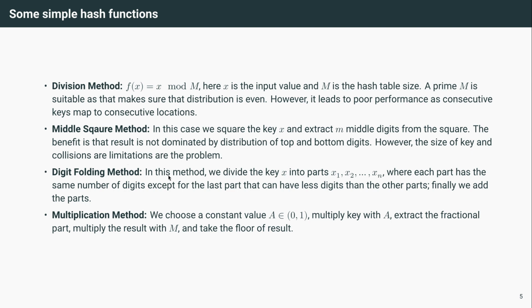Digit folding method. In this method, we divide the key x into parts x1, x2 up to xn, where each part has the same number of digits except for the last part, which can have fewer digits than the other parts. And finally, you add the parts to get the hash value. And in the multiplication method, you choose a constant a between 0 and 1, multiply the key with a, extract the fractional part, multiply the result with m, and take the floor of the result. So these are 4 simple arithmetic techniques to find hash functions.